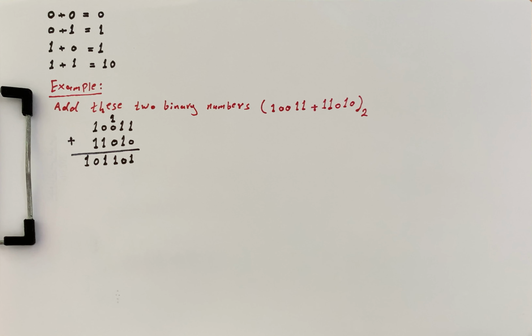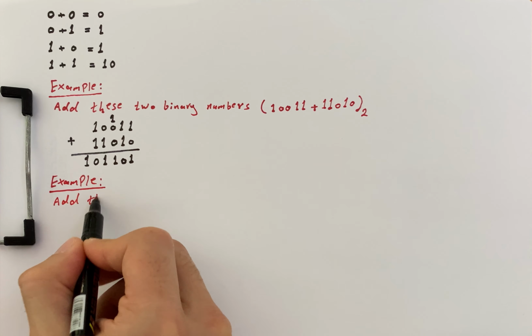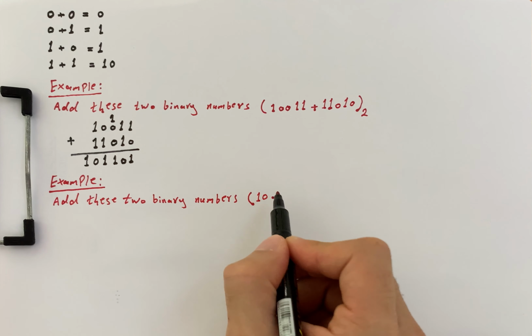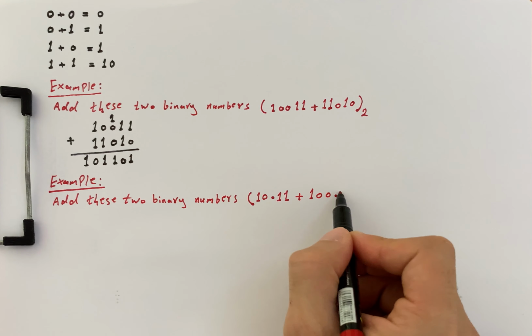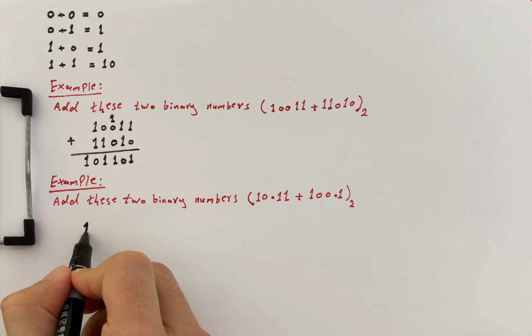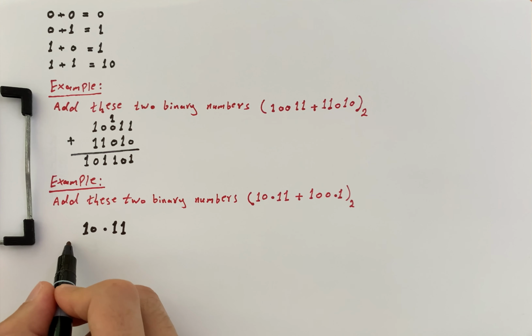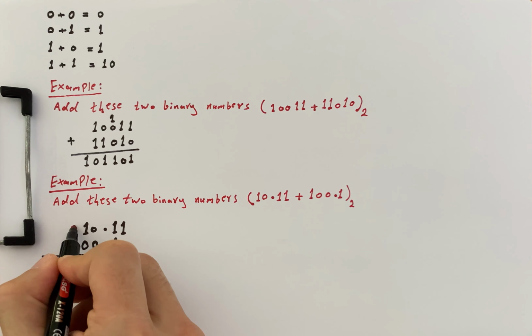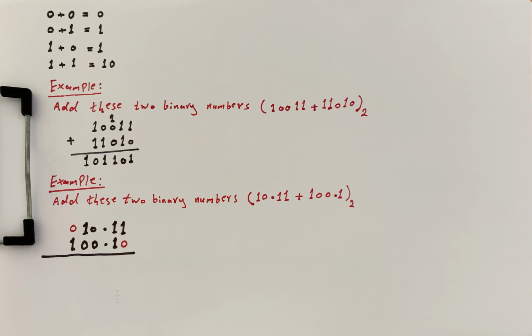Let us take another example with a decimal point. Add these two binary numbers, 10.11 plus 100.1. Write the numbers one under the other. Line up the decimal points. Add the trailing zeros so the numbers have the same length.